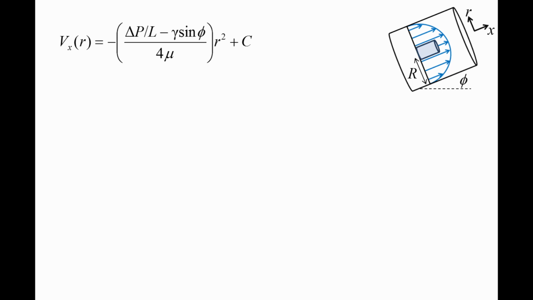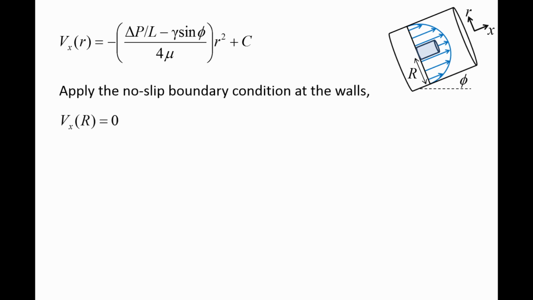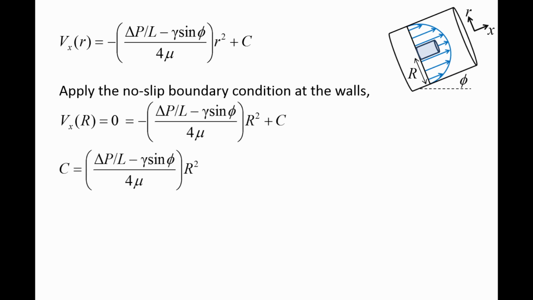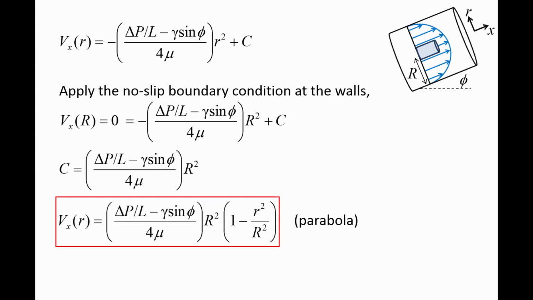To determine the constant, we must apply a boundary condition. At the walls, we have the no-slip boundary condition. When the radius is capital R, the velocity is 0. This allows us to solve for the constant c and plug this expression for c into the equation for Vx. Vx is equal to the quantity delta P over L minus gamma sine phi divided by 4 mu times capital R squared times the quantity 1 minus lowercase r squared over capital R squared. This equation describes a parabola.